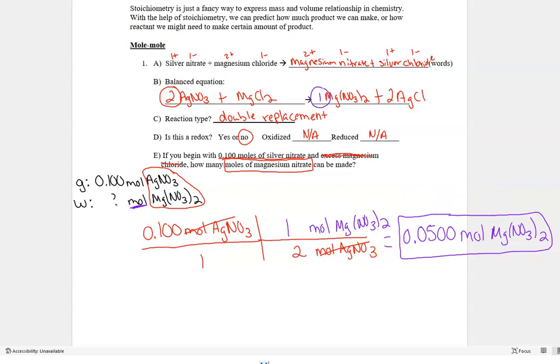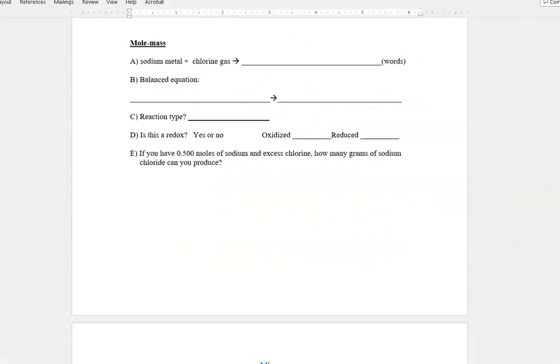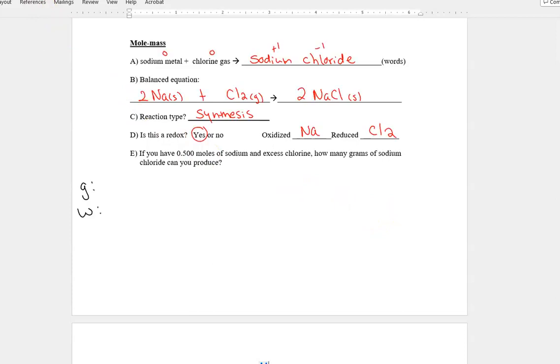Alright, let's look at our second example for this video. Again, there's an equation to balance, so stop the video and see if you can get it right. Start the video again, and check your answer to see if you got it right. It should be making sodium chloride.